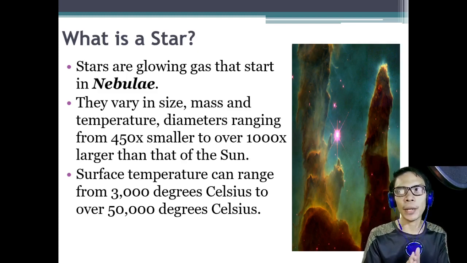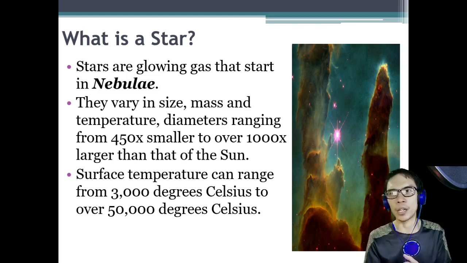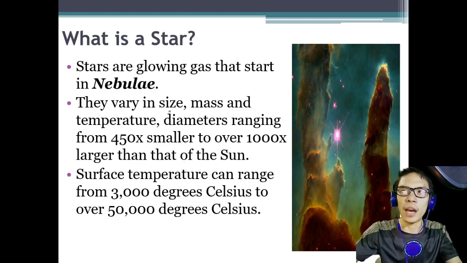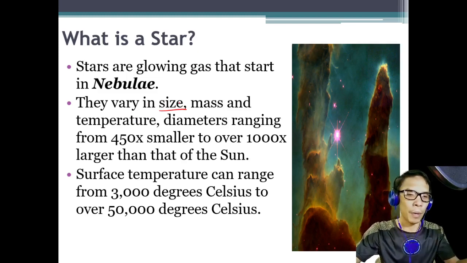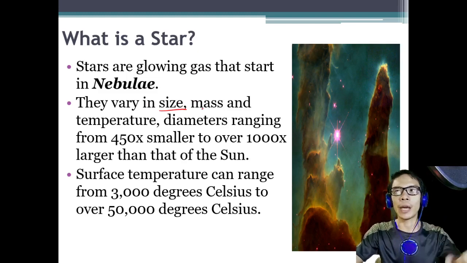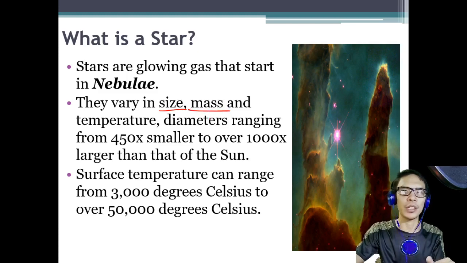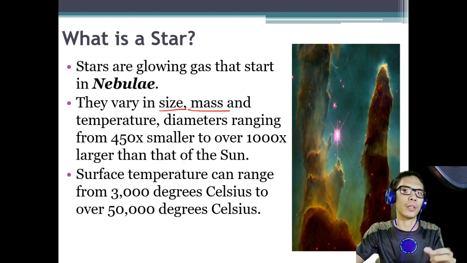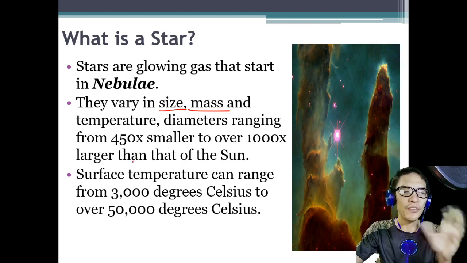The temperature, the size, and the mass vary from each and every star found in our galaxy, and not only in our galaxy, but other galaxies as well. Some of them vary in size. Some of them are big, some of them are small. In terms of mass, some stars are massive, some are average, and some have smaller than usual mass. So in terms of mass, they vary.